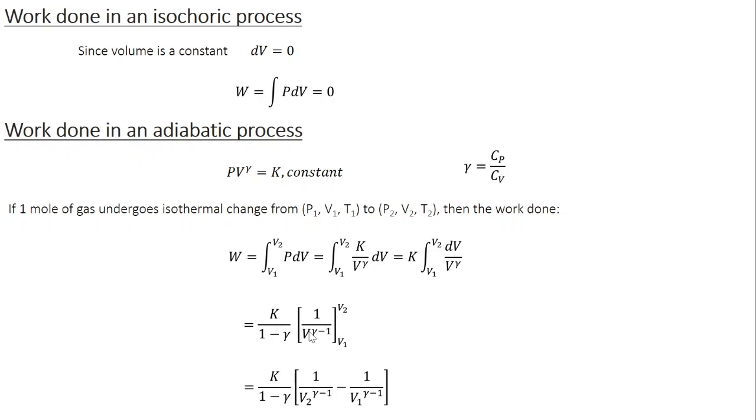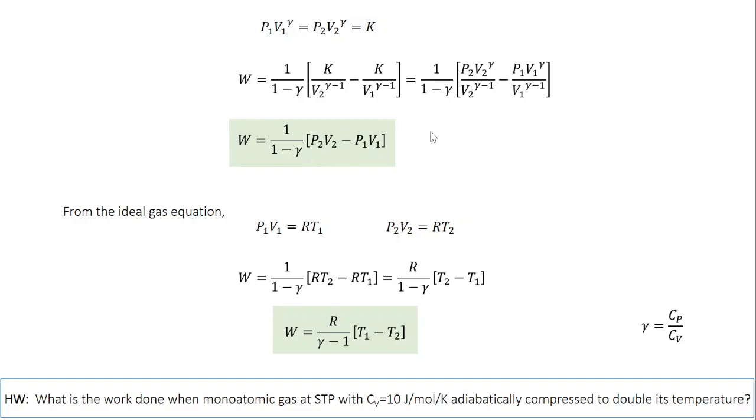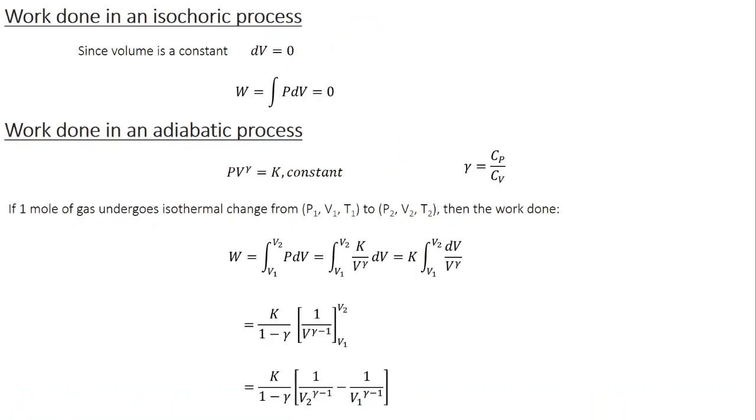And V to the power 1 minus gamma, you can write as 1 divided by V to the power gamma minus 1. K remains as such. Now apply the limits. You get work done equals K divided by 1 minus gamma, 1 divided by V2 to the power gamma minus 1, minus 1 divided by V1 to the power gamma minus 1. We need to simplify this. We know that P1 V1 to the power gamma equals P2 V2 to the power gamma equals constant K.